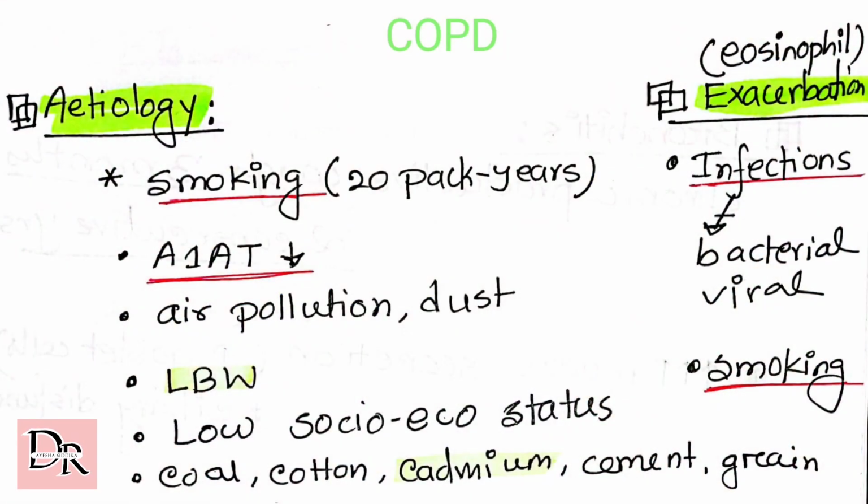Okay. So first of all, let's talk about what is COPD. It is chronic obstructive pulmonary disease. It means chronic slow progressive airflow obstruction. So what are the causes behind COPD? Smoking is the most important factor here. There should be a history of more than 20 pack years. Another cause is genetic, that is alpha-1 antitrypsin deficiency. There are other factors like air pollution, dust, coal, cotton, cadmium, cement, grain. Also low birth weight, premature baby, and low socioeconomic status. Living in a low socioeconomic status can lead to COPD.